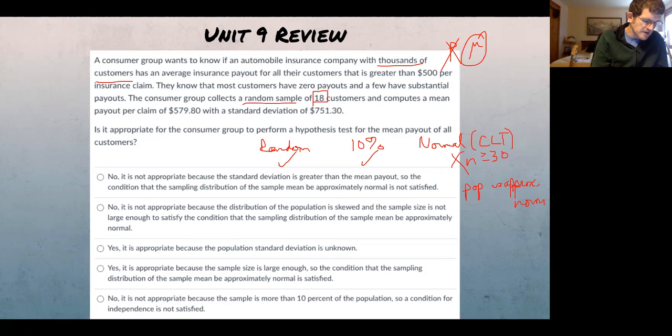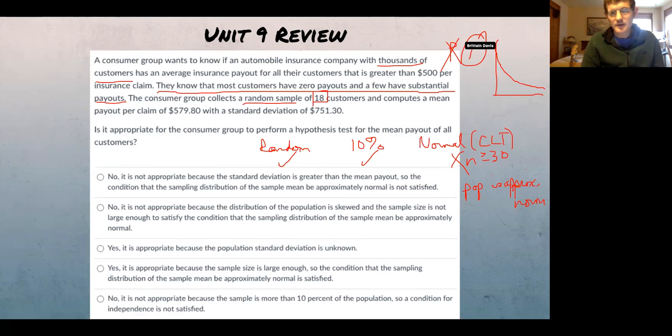So if I look at this, basically the distribution is described in the first sentence. Actually, in the second sentence, it says they know that most customers have 0 payouts, and a few have substantial payouts. So our distribution probably looks something like this. So the population is not approximately normally distributed. So we can find an answer that says we failed to meet this condition, it's not appropriate. I'm not going to read through it, but you guys could come back to this and figure out which is the best one to answer for that.